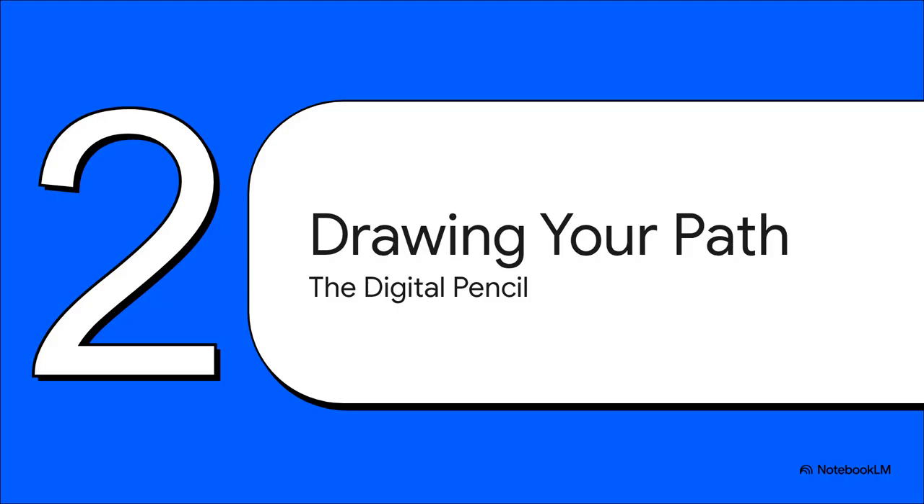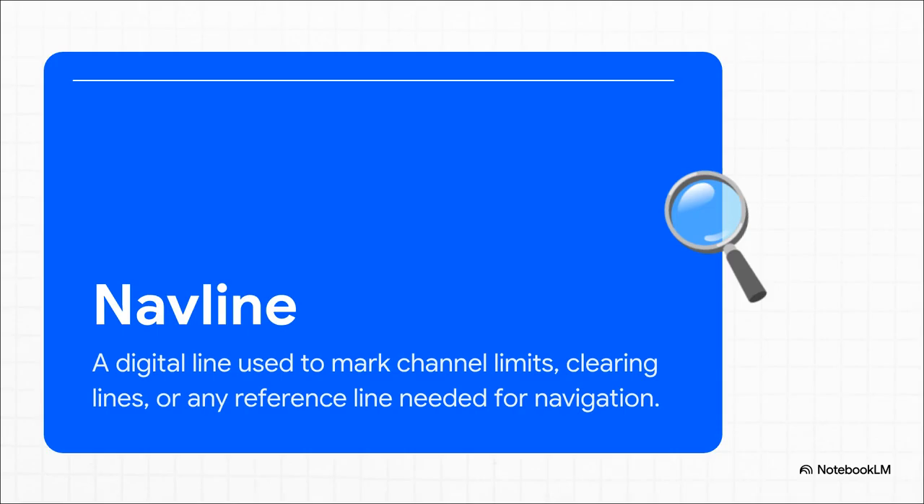So, how do we start? How do we fight back against what we can't see? Well, we begin by drawing our own digital path. This is our first tool in the ECDIS toolkit, and it's a foundational skill for mapping out a safe course on that electronic chart.